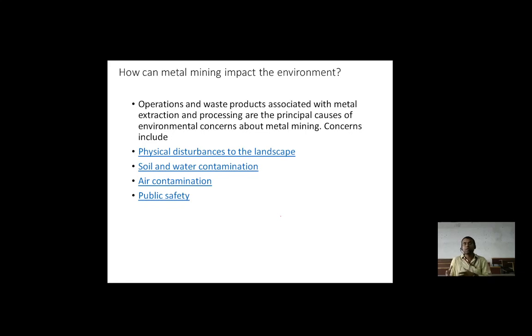Soil and water contamination is a problem that nature needs time to regulate by itself. But what we are doing from industry is sending garbage and waste water into the water and the soil, which contaminates Mother Nature, and that is the main problem arising. That is why our whole environment is being harmed. Air contamination is also a public safety issue. That is the last thing, public safety.